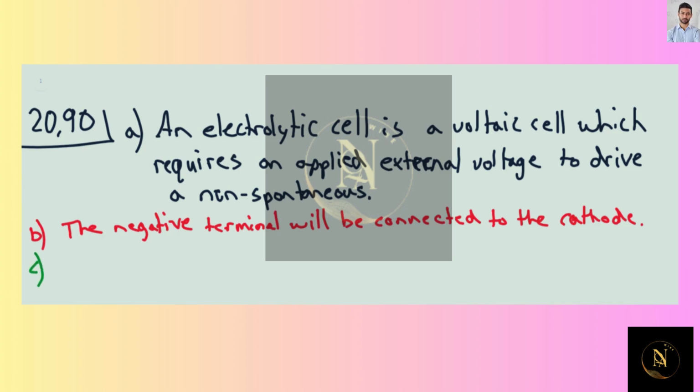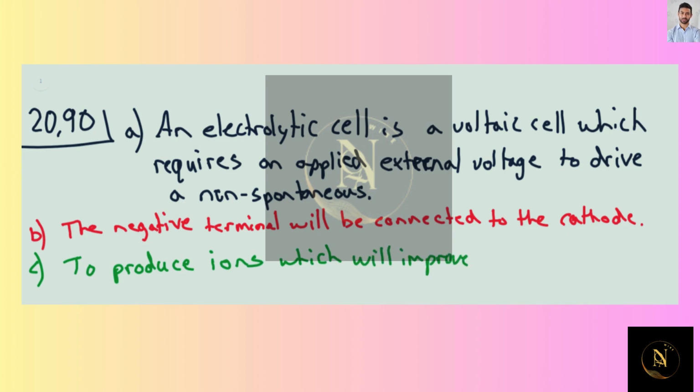In part C, we're asked, the electrolysis of water is often done with a small amount of sulfuric acid added to the water. What is the role of the sulfuric acid? So here, we know that sulfuric acid is a strong acid, and so in water it will immediately ionize to the H+ and SO4 2- ions.